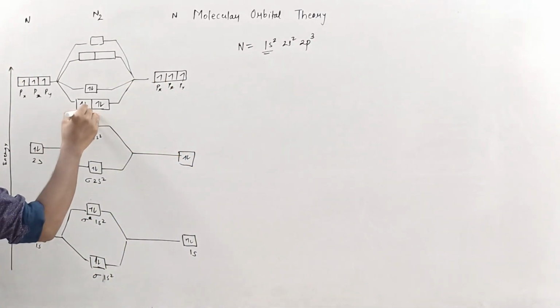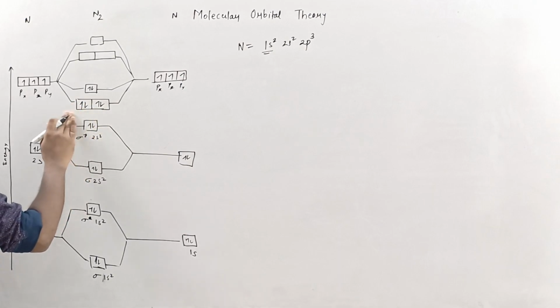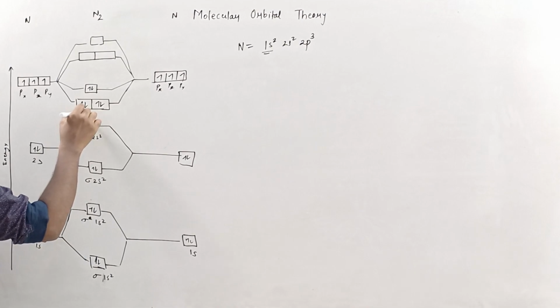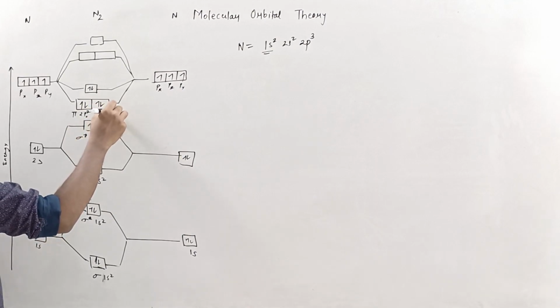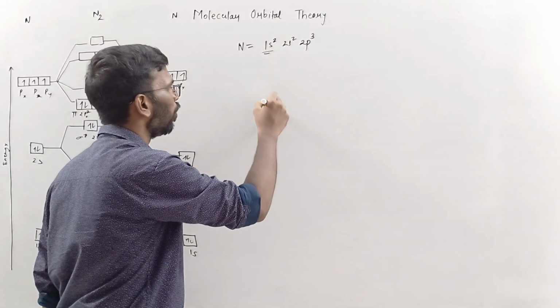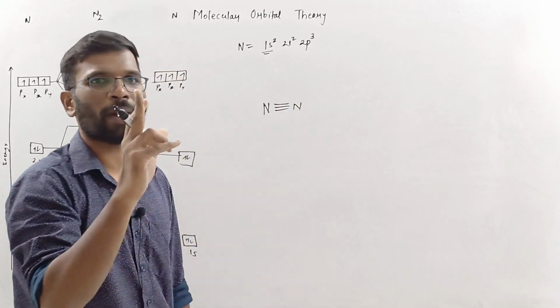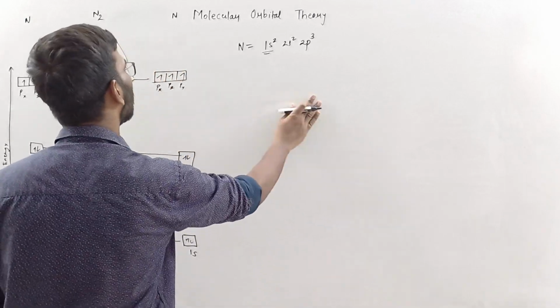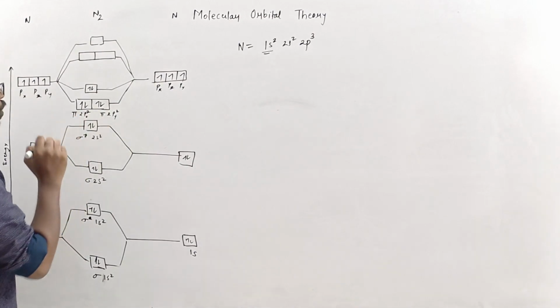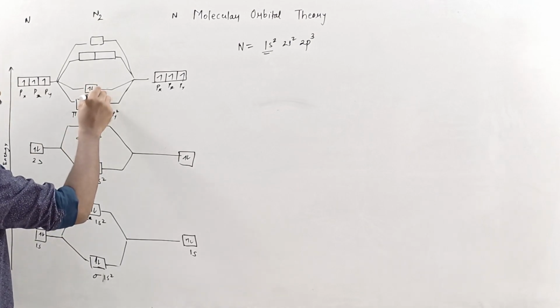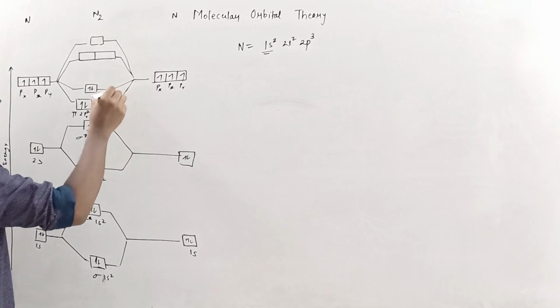So here this is pi 2px 2, and this pi 2py 2. Nitrogen forms a triple bond, right? Whenever it is a triple bond, there are 2 pi bonds and 1 sigma bond. So this is the outermost shell over here, so 2px and 2py, and this is sigma 2pz 2.